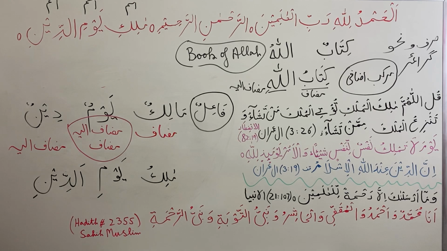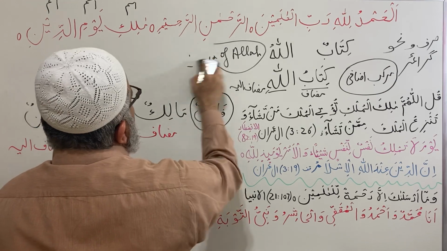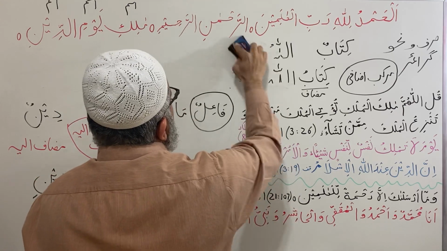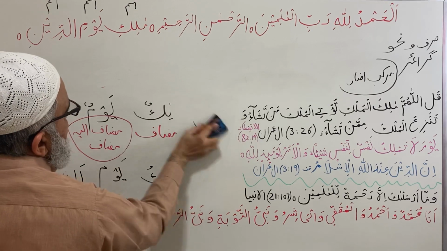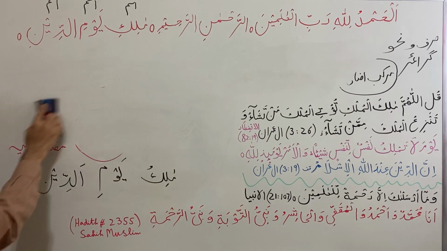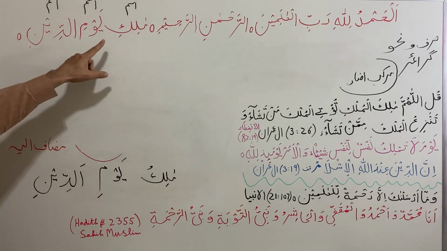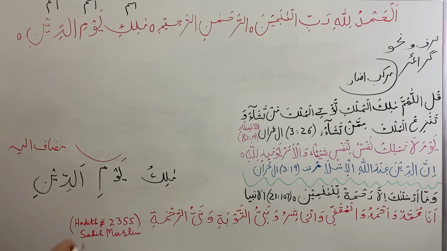But still our word is Maliku Yawmiddin. But now we have to go to the text of the Quran, how the Iraab are there. Maliku Yawmiddin. But here it is Maliki. On the kaf, there is a kasra there. But which we constructed here, there is a dhamma. So now we have to concentrate on how this change developed here.